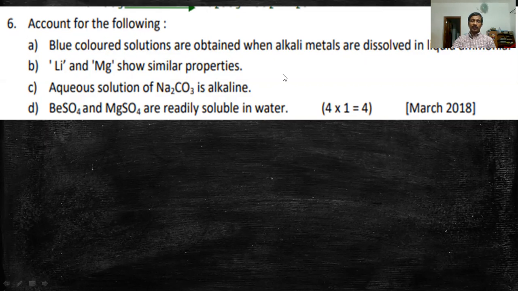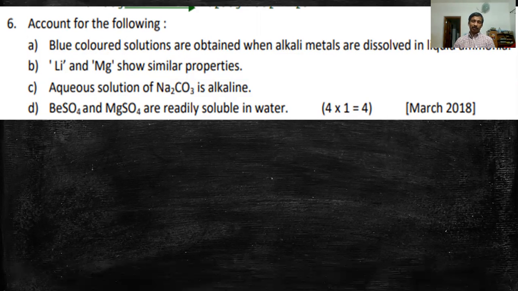Lithium and magnesium show similar properties, the diagonal relation. We know their sizes are almost the same, their ionization enthalpies are almost the same, and the charge to radius ratio is the same. These are the reasons for the diagonal relation between lithium and magnesium. Aqueous solution of Na2CO3 is alkaline. Sodium hydroxide and H2CO3 give sodium carbonate. So when it is dissolved in water, you get NaOH, Na+ and OH-, and H2CO3. NaOH is stronger than H2CO3, therefore the solution is basic in nature.